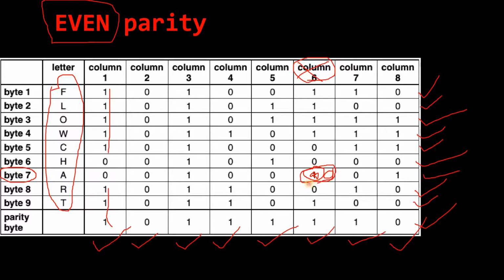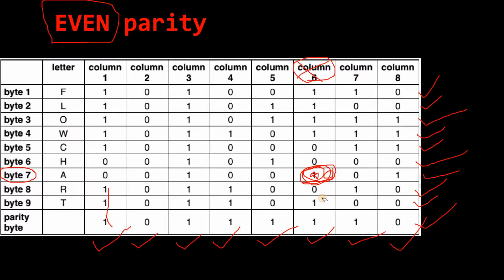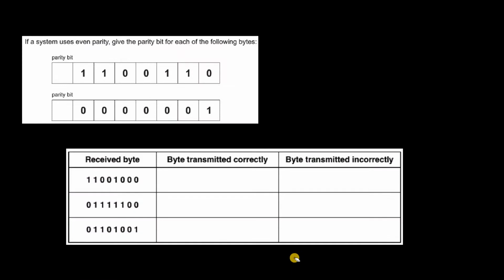So this is the bit which is corrupted. And which byte is corrupted? Byte 7. Which column is corrupted? Column 6. And which is the bit? This is the bit. Okay. Clear? Hope it's very well clear about it. Okay, we'll jump into the next example.